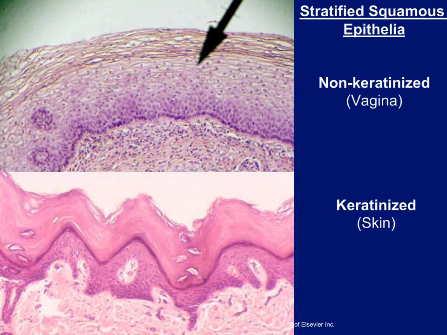Now, on the other hand, a non-keratinized epithelium would be found, for example, in the vagina or inside the body. This is still an area where we could have a fair amount of friction, but it's also an area that's very moist. And so that moisture is because we don't have any keratin or we have very little keratin in the surface of that epithelium. And so it keeps the epithelium wet and also helps to reduce friction.